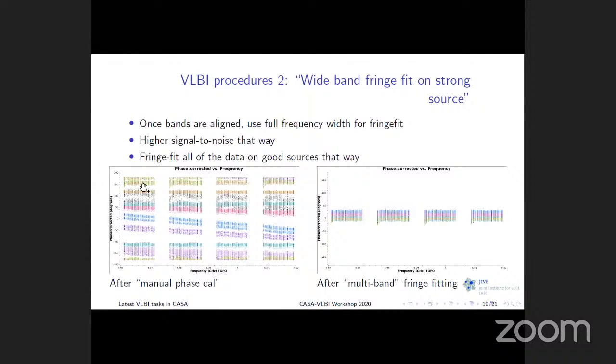This is after you've applied the manual phase cal, and you can see that every different color is a different scan, so there are residual delays, but they're now all completely aligned across the different bands. So that means that we can now do a multi-band fringe fit and get higher signal to noise, and our life is good. And once we've done that, we correct that, and now our phase is flat. This is as if we're looking at a compact source, which we will be when we're trying to do the fringe fit.